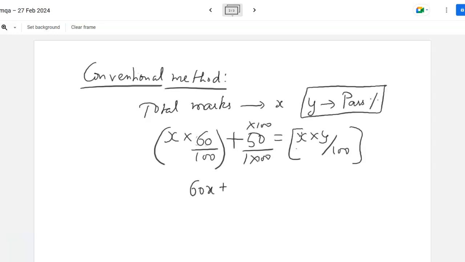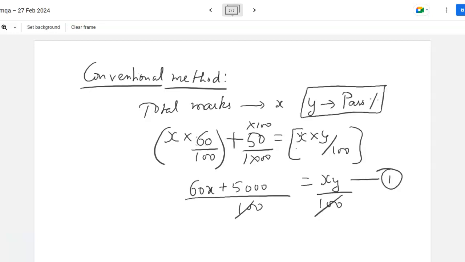60x plus 5000 by 100 equals xy by 100. So this 100 gets cancelled out. Let me name this as equation number 1. So this is with respect to person 1, the data of person 1. Now let us go into person 2's data.